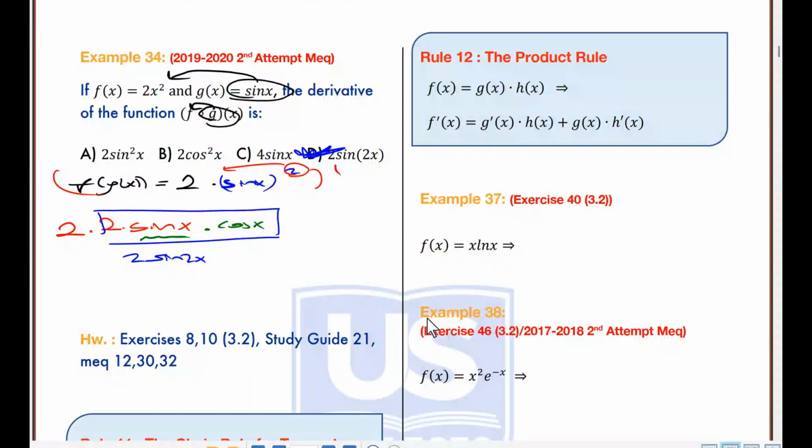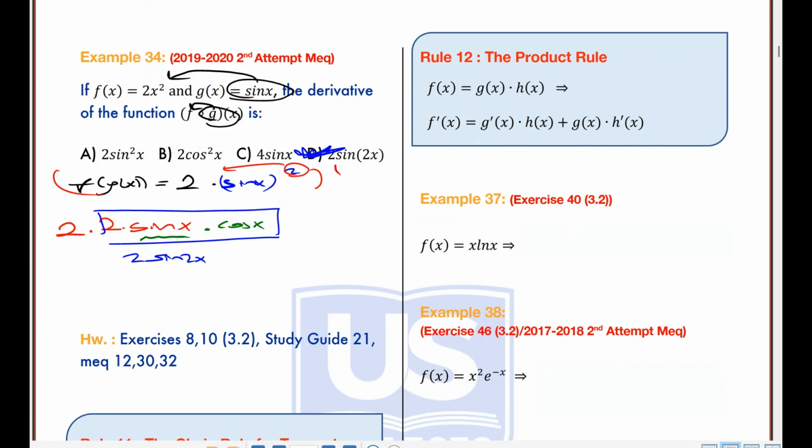All right. Two last rules: product and quotient rules. The product rule says, if there are two functions multiplied by each other, take derivative of the first multiplied by the second plus first function multiplied by derivative of the second function. Okay, derivative of the first times second plus first times derivative of the second. That's the rule for product rule.